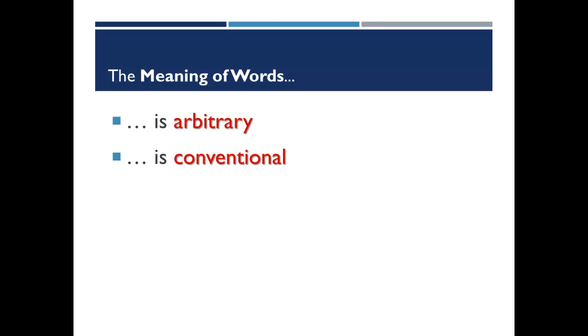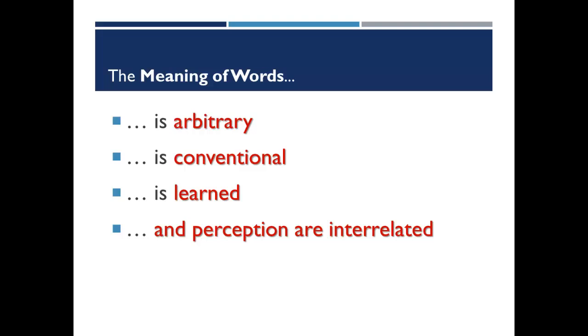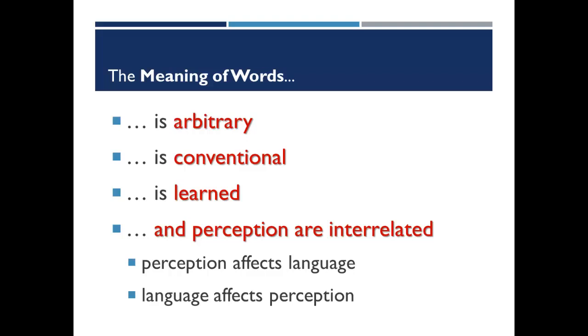And the meaning of words is learned, meaning that we are not born with an innate knowledge of our words. Each generation must learn the language anew. And finally, the meaning of words and perception are interrelated, meaning they affect each other. Perception affects language, and language affects perception.